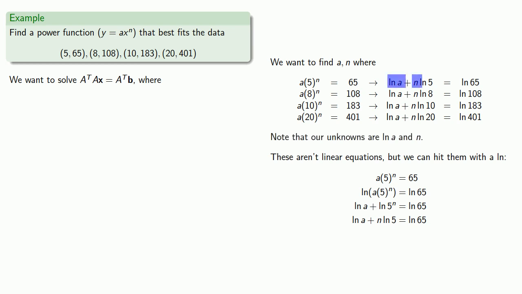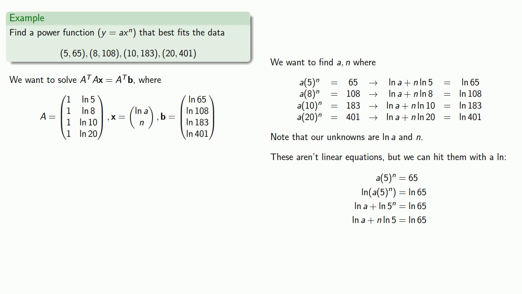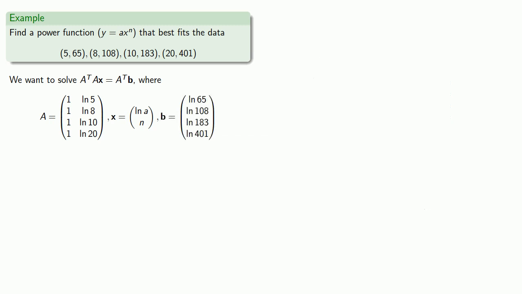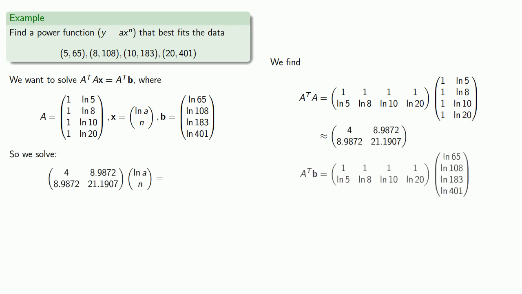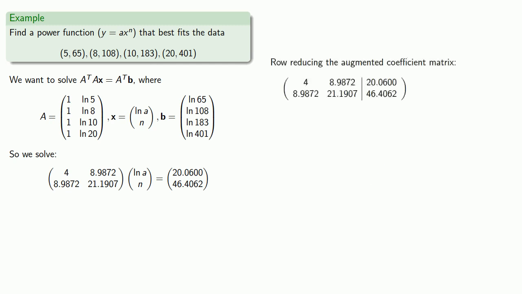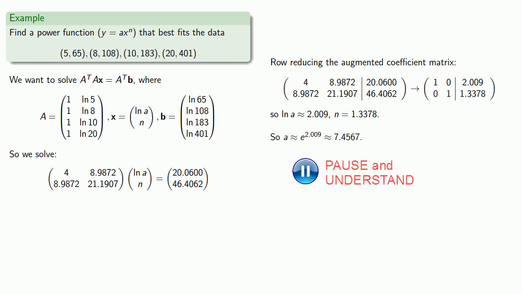So we can write our coefficient matrix A, our column vector of variables x, our matrix of constant values. So we need to find A transpose A, A transpose b, row reducing our augmented coefficient matrix gives us the solution. And again, remember, we're actually solving for log of a and n, so we know what log of a is, so that means we know what a is. And that gives us our best fit function.